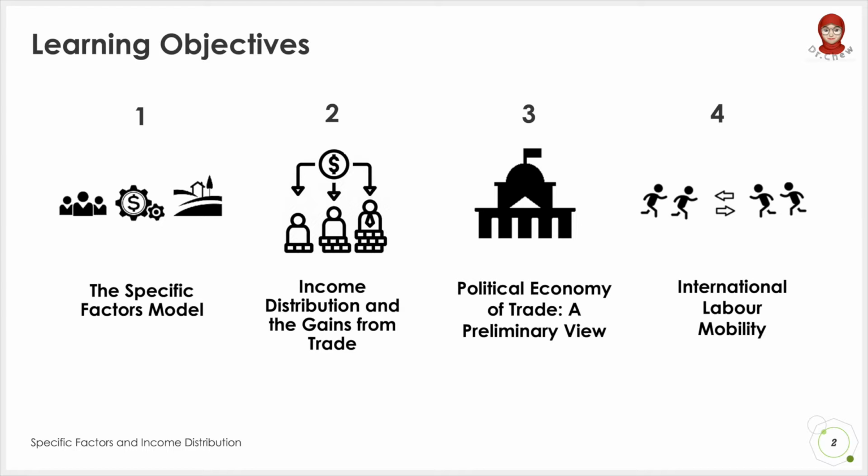Before we proceed with the first learning objective, we will recap on what we have learned so far, the absolute and comparative advantage model. This recap is important because the specific factors model is built on some of the assumptions in the comparative advantage model.